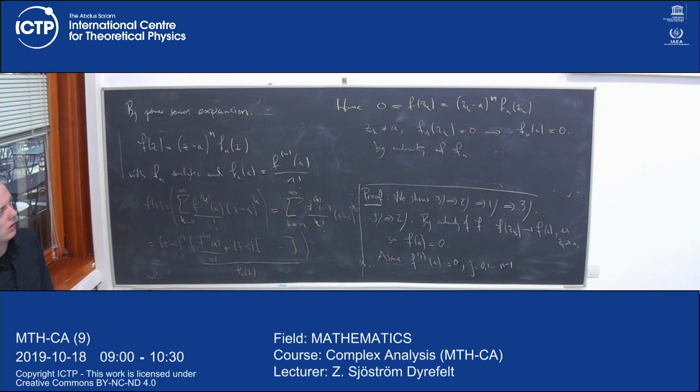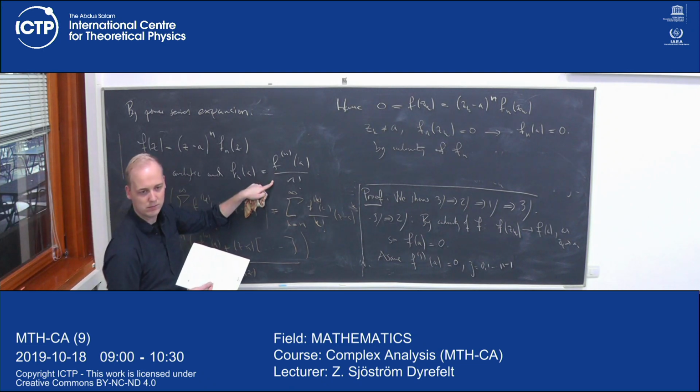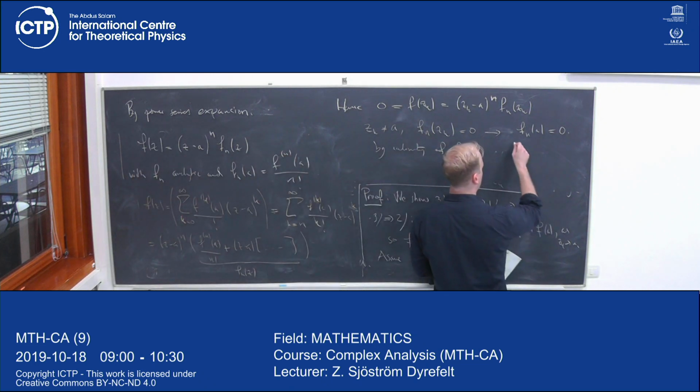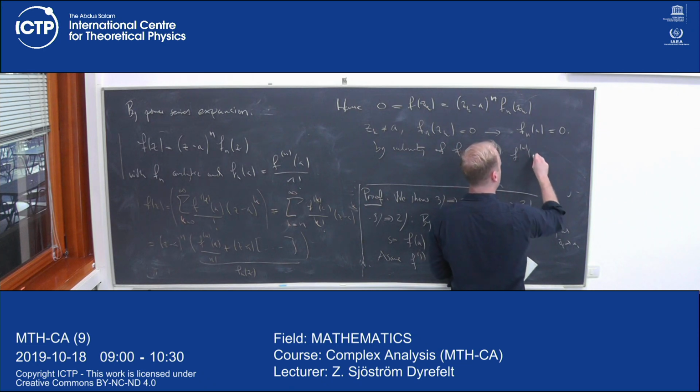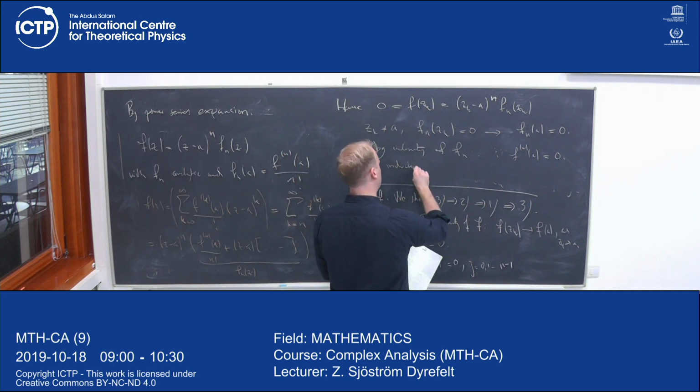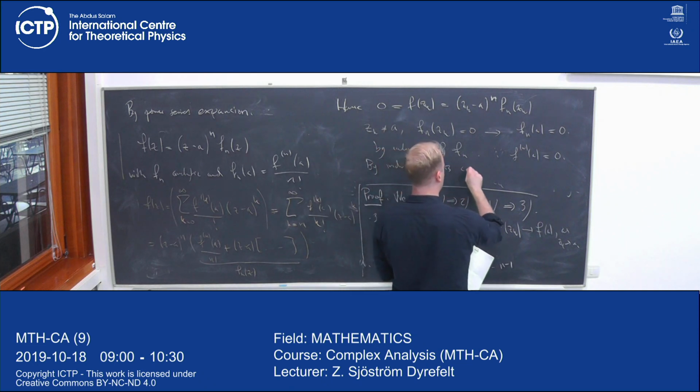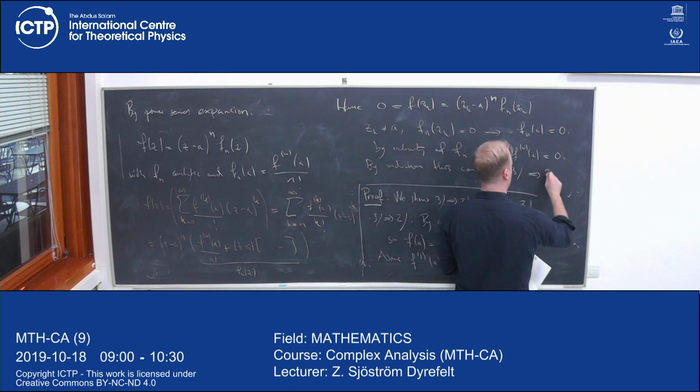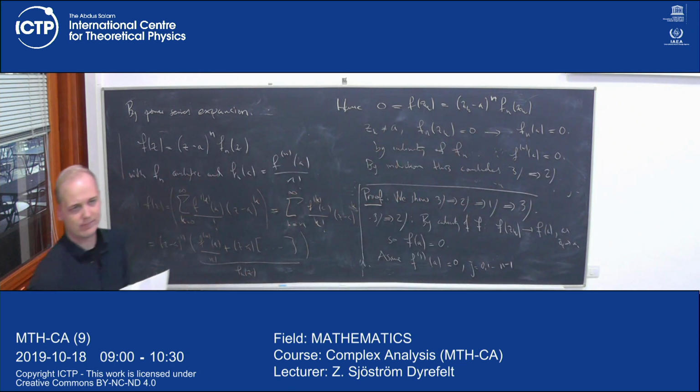Okay, is this clear? So, since zk is never equal to a, this means that fn of zk is 0. It converges to fn of a by continuity. So fn of a is 0, and fn of a was equal to this. Okay? So by induction, this concludes the proof of the 1 implies 2 part.